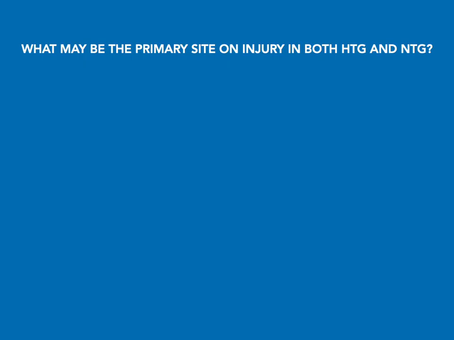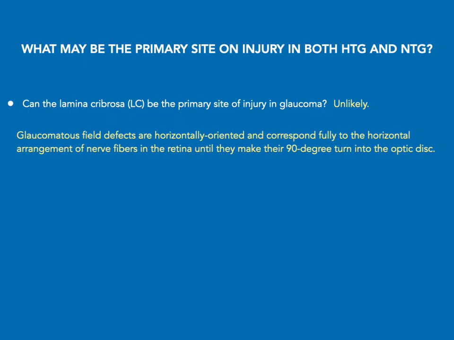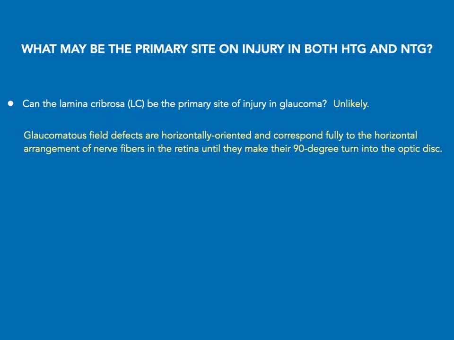So what may be that primary site of injury in both HTG and NTG? Can the lamina cribrosa be the primary site of injury in glaucoma? It is unlikely. Glaucoma's field effects are horizontally oriented and correspond fully to the horizontal arrangement of nerve fibers in the retina until they make their 90-degree turn into the optic disc.